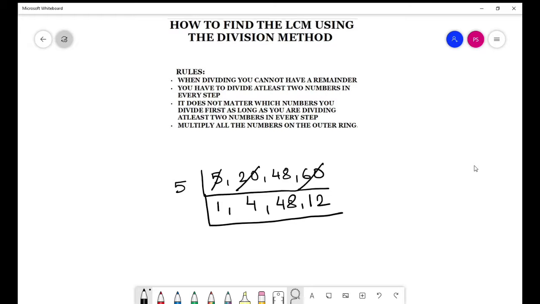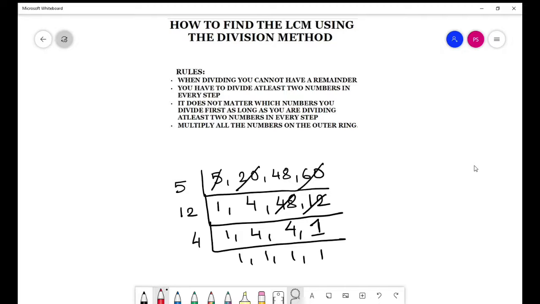Now here, I can divide by 2 because that will divide 4, 48, and 12, but I notice that 48 divided by 4 is 12. So the question is, can I divide by 12? Yes, I can, because if I divide by 12, I get a 4 here, and I get a 1 here. And notice that I'm still following my rule, which is be able to divide at least 2 of the numbers in every step. Once I reach here, it becomes pretty self-evident that I can divide by 4, and once I have all 1s in the bottom, remember we don't count 1, so that's the end of my division.